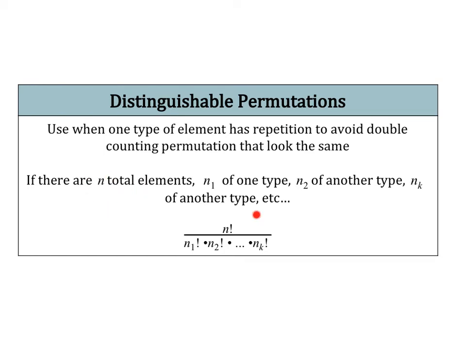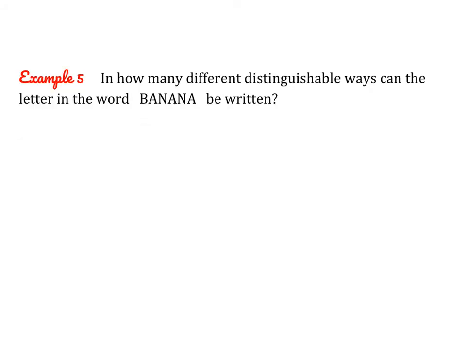So we can do this with this formula. So n is the total number of elements, n sub 1 is the number of one type of element, n sub 2 is the number of another type of element, and so you pretty much list how many of each type of element you have. You take the factorials of those and you multiply them together, and that becomes your denominator. So let's look at this example. How many different distinguishable ways can the letters in the word banana be written?